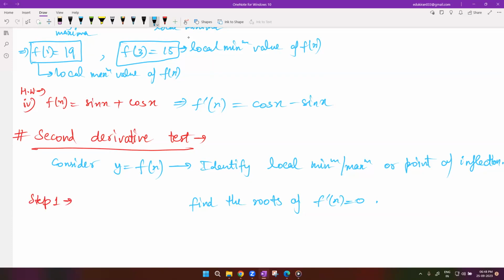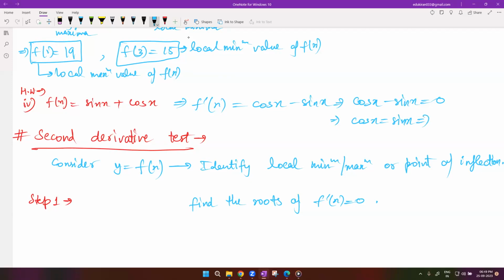Now, what does this mean? You will have a function y equals f x. First, you will differentiate that function and put the derivative of that function equal to 0, and you will find the roots. So let's say if I have the function sin x plus cos x, then first I will find f dash x, which is cos x minus sin x. And then I will find the roots of this equation. Roots mean I will equate this equation to 0 and solve it, and I will tell you all the answers which are possible.